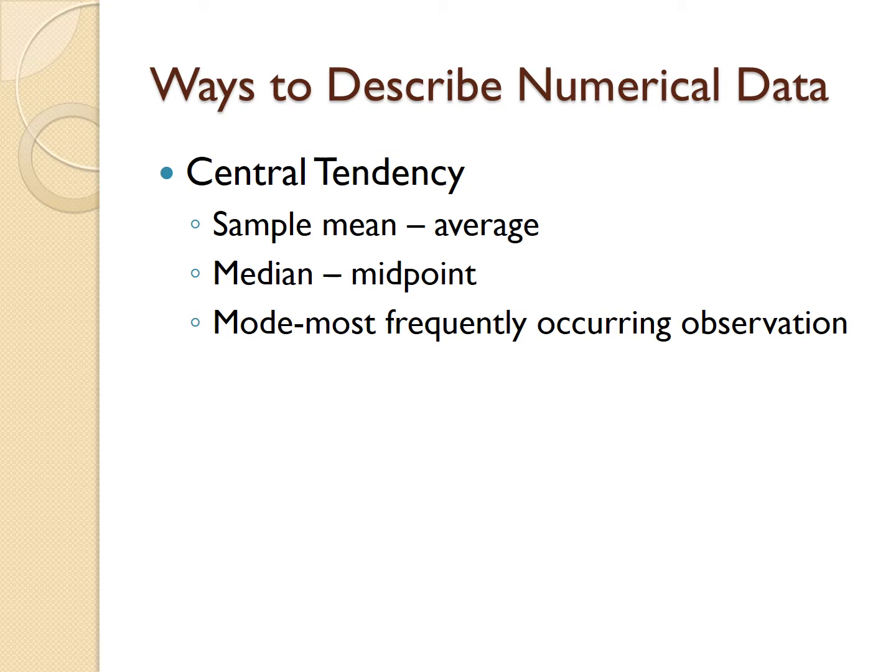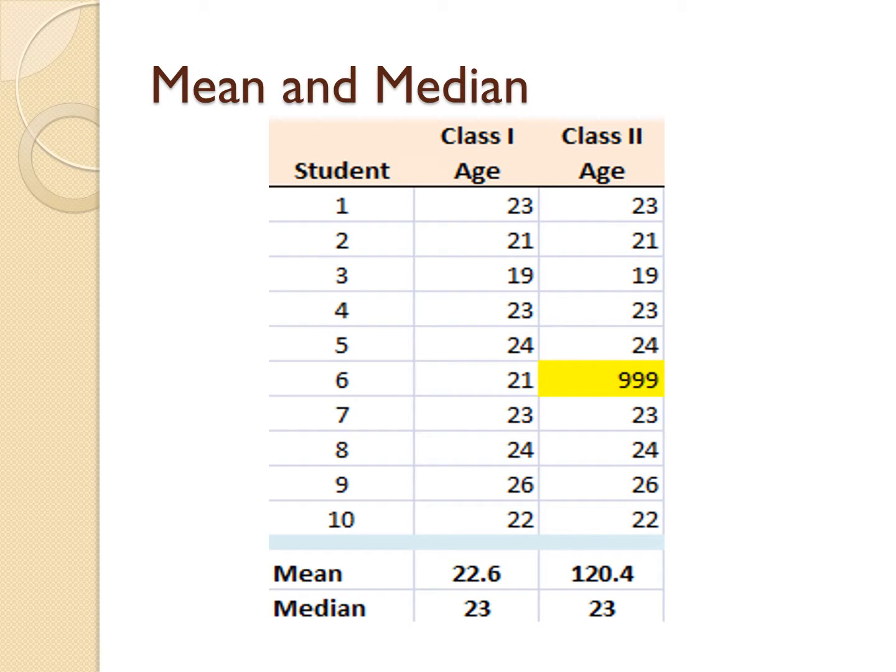Mean is a good statistic when the data has no outliers. When there are outliers, mean is not a robust tool, and median is better. Let's look at an example.